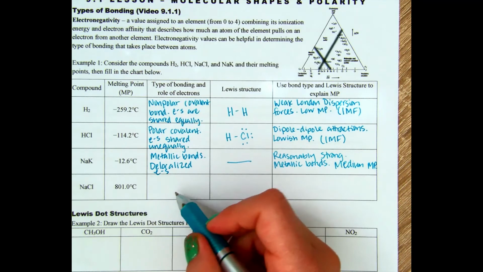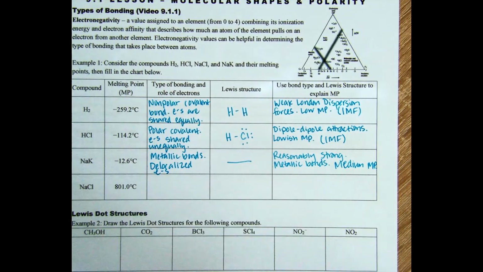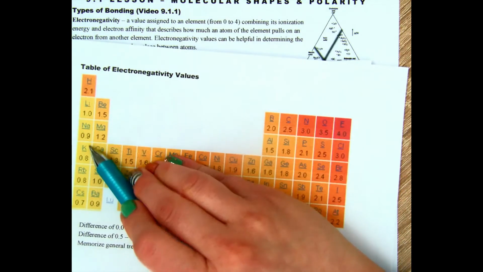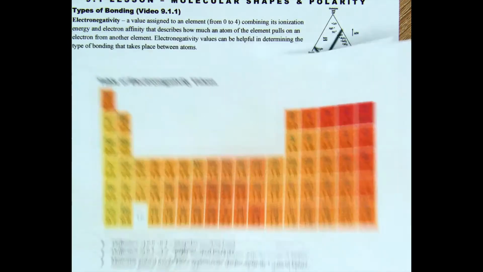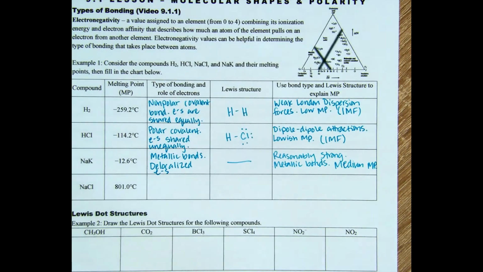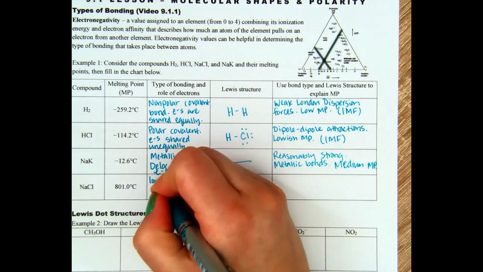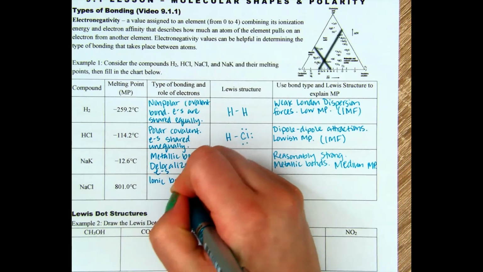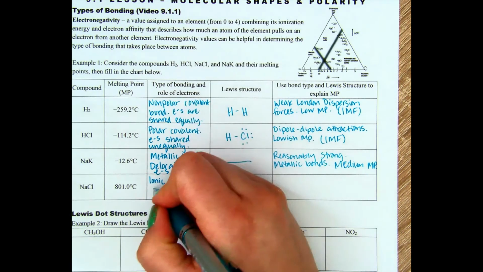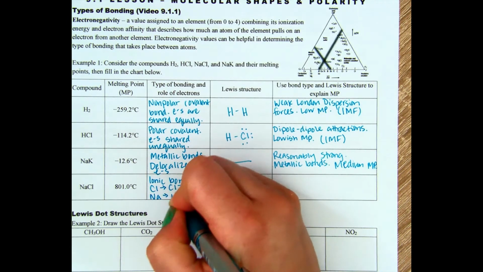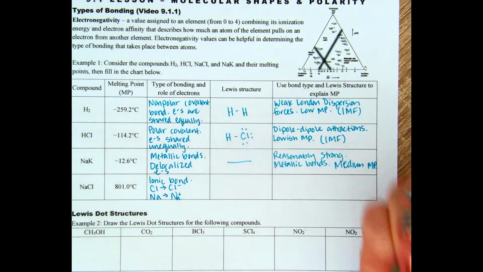So what's happening here? Well, if we look at sodium and chloride, even just going back to our table, chlorine is 3, sodium is 0.9, so we have a huge difference of 2.1 there. That's going to be an ionic bond. We can also tell this is ionic because we have a metal bonded to a non-metal. So this is an ionic bond. And chlorine is now chloride in this bond, and sodium is now the sodium positive ion, Na+.